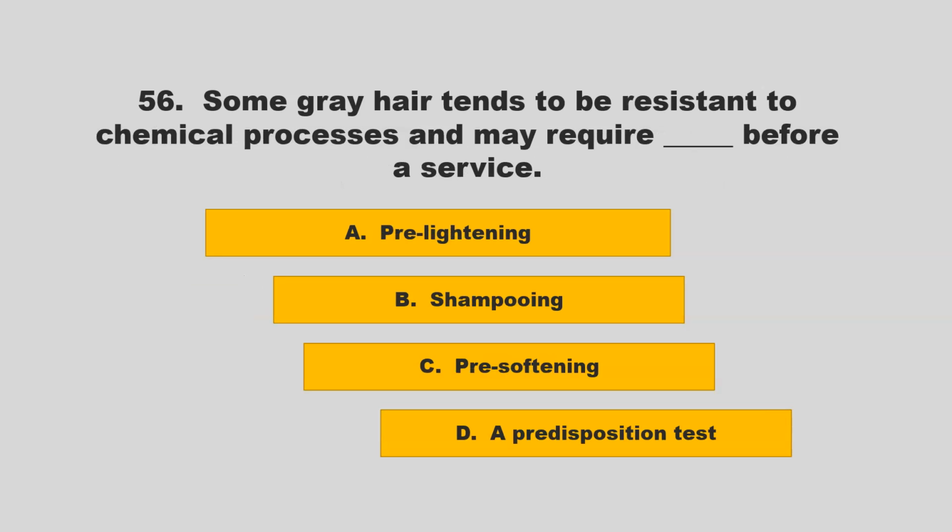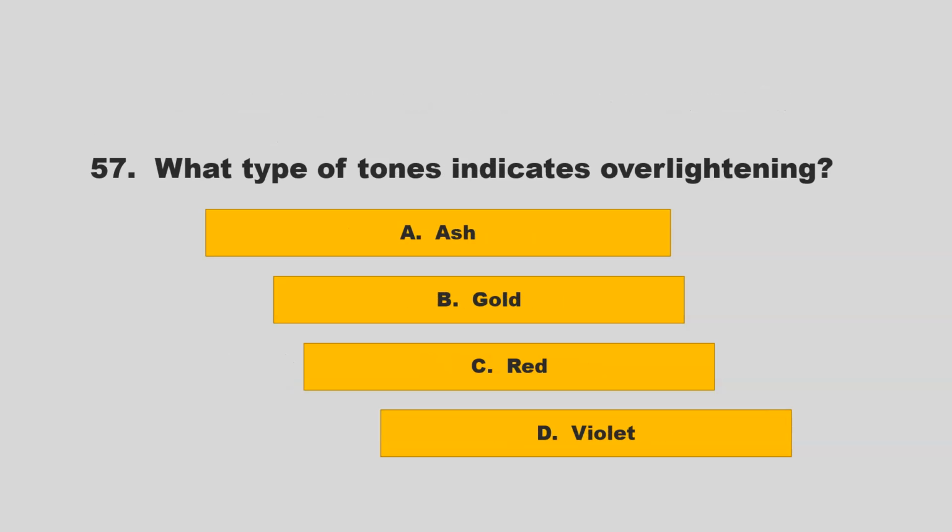Some gray hair tends to be resistant to chemical processes and may require blank before a service. Is it pre-lightening, shampooing, pre-softening, or a predisposition test? If you chose C, pre-softening, you are correct.